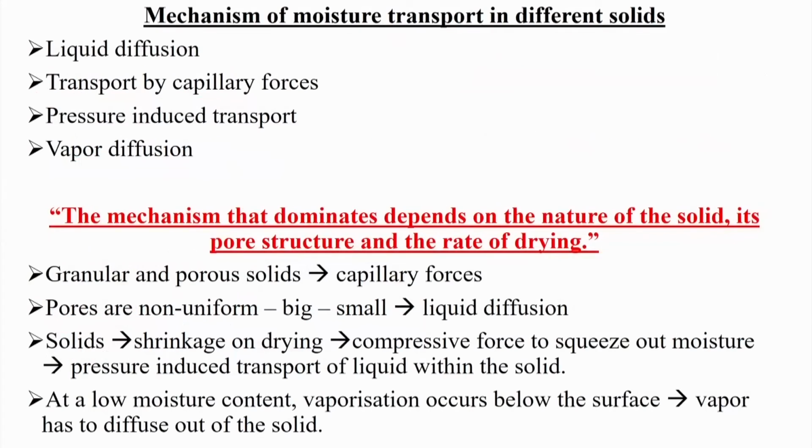So, in that case we can say this vapor diffusion will take place. We will be discussing this also. Now, if we summarize the mechanism of moisture transport in different solids, we have, first, liquid diffusion: the liquid will come from the interior of the solid to the exterior or top surface of the solid as liquid, and then from there it will be evaporated.